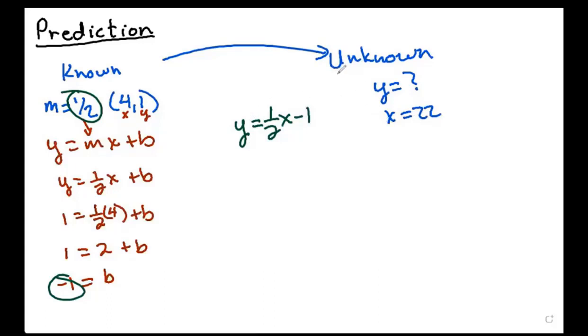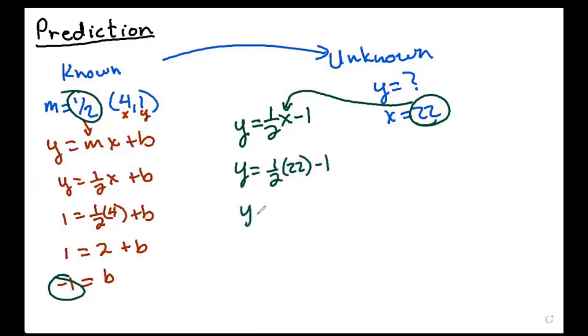Now we come over to the unknown portion, and it says, what is y when x is 22? Well, yeah, we can stick a 22 right there. y equals 1/2 of 22 minus 1. y equals 11 minus 1 equals 10. That means the point (22, 10) will work.